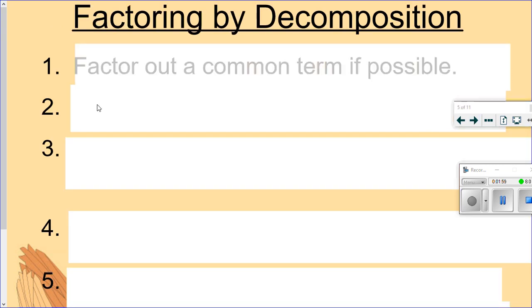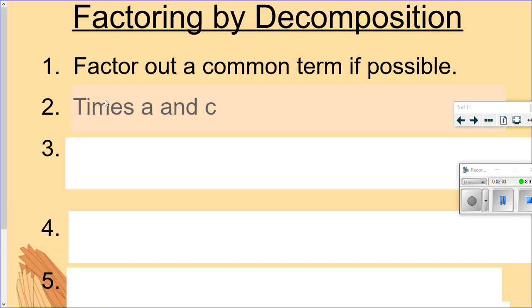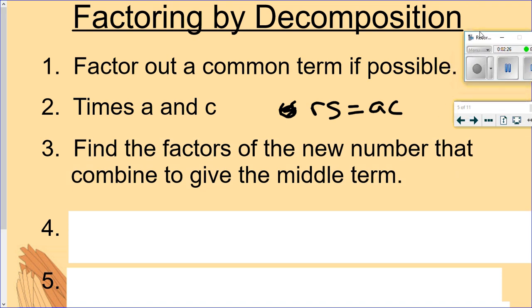Rule number 1, factor out any common terms if possible. Next, multiply a and c. So before we needed two numbers that multiplied to give you c. Now it's two numbers that multiply to give you ac. This one actually is no different than it was before. This is just a long-winded way of saying the same two numbers add to give you that middle number.